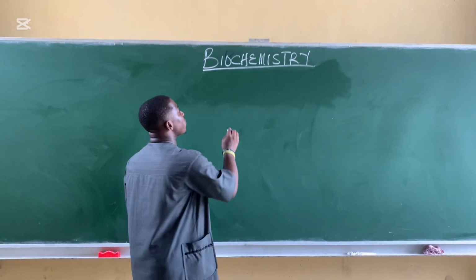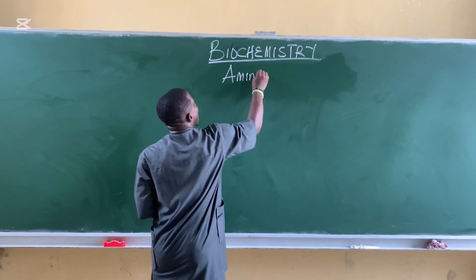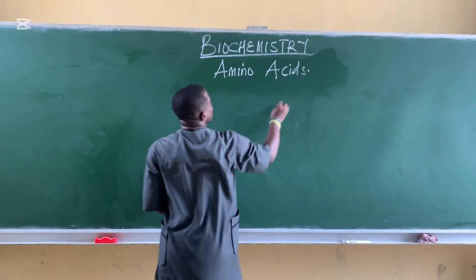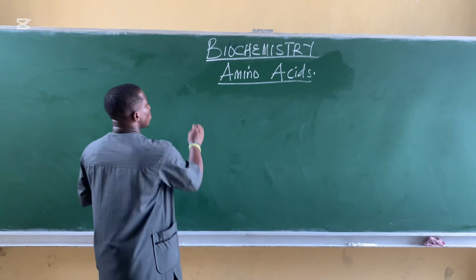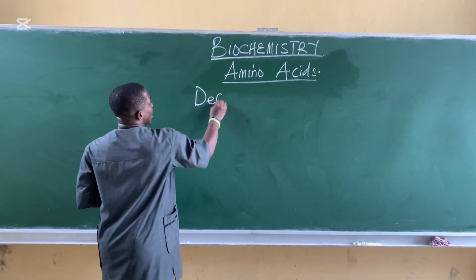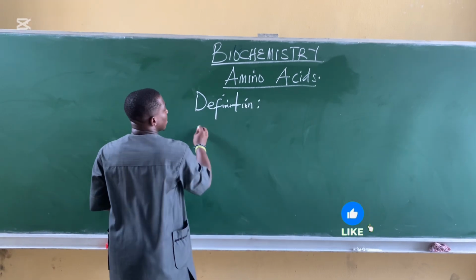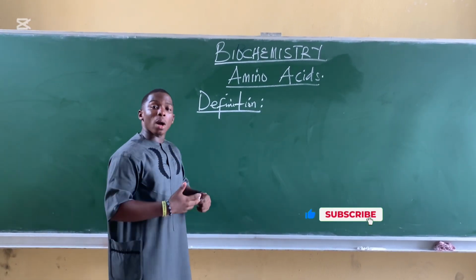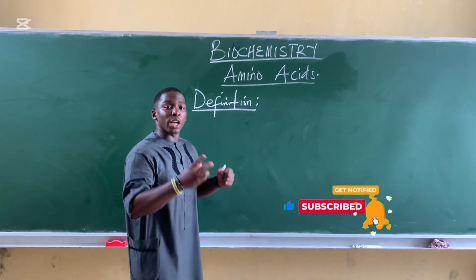The topic for today's class is amino acids. Now, definition. What is an amino acid? An amino acid is an organic compound that consists of three groups.